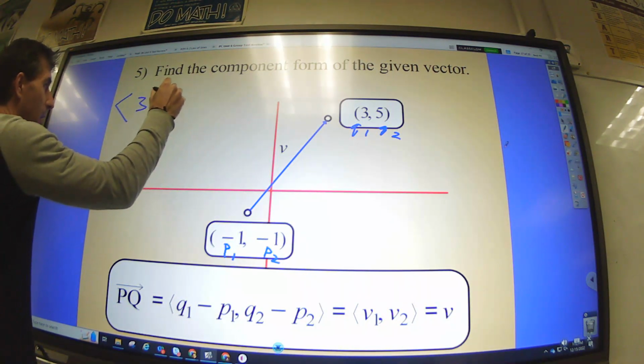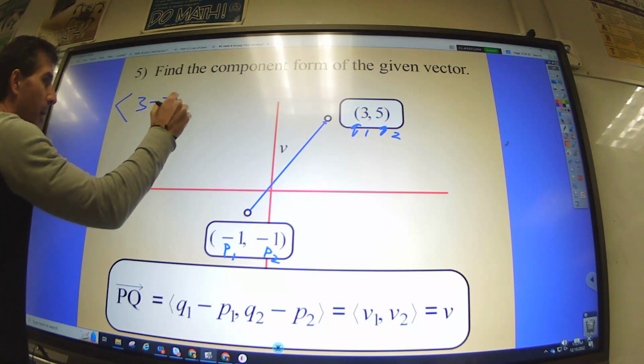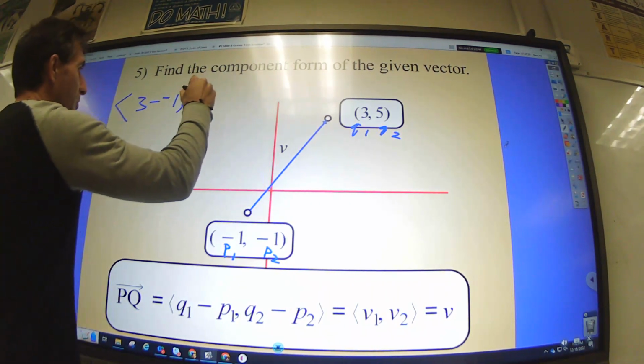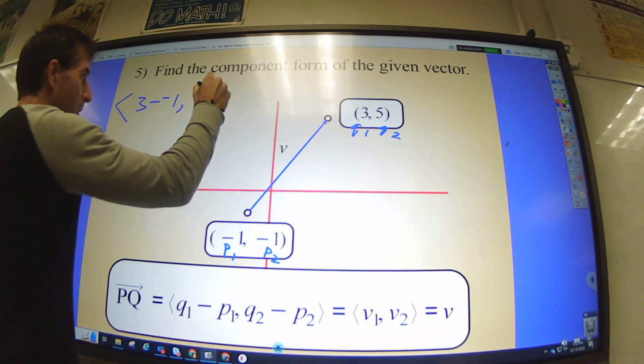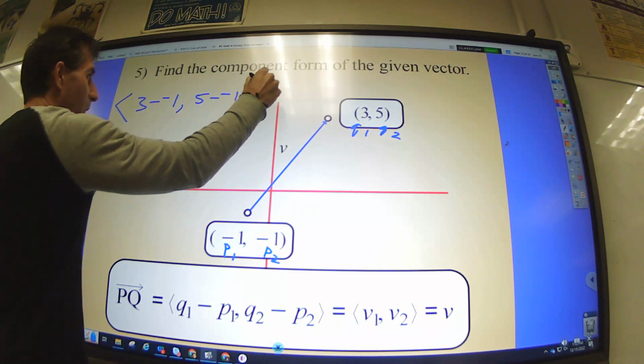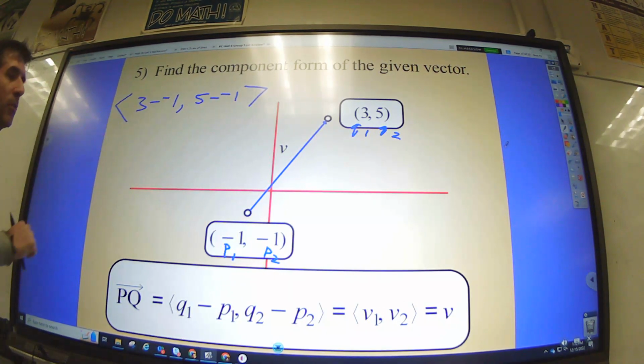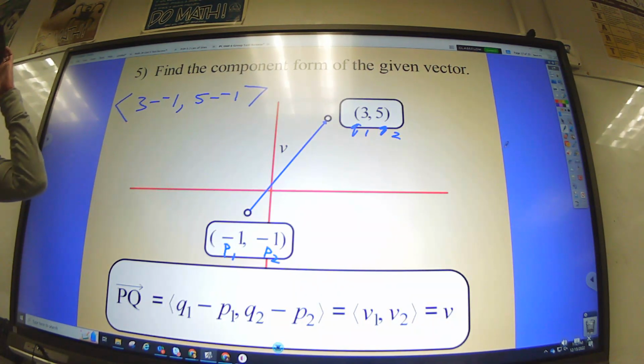Use Heron's formula to solve for the triangle. I didn't do the... oh my gosh, I got to do that one. I got to do a slide for that one. All right, let's use Heron's formula.